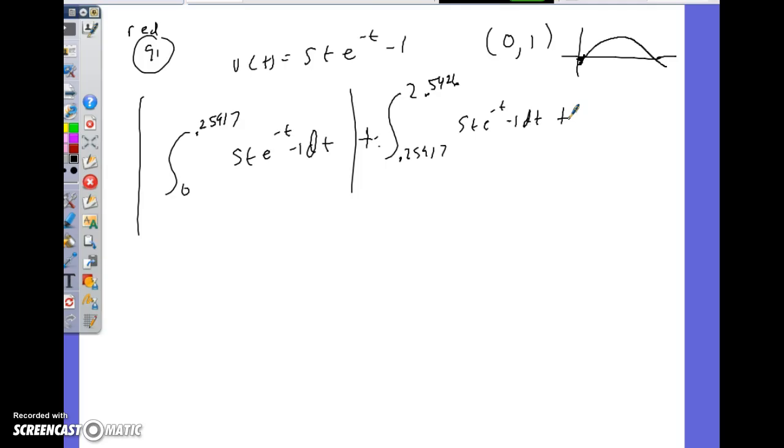So I'm going to go from 2.5426 to 4 of 5t e to the negative t minus 1 dt. I have to take the absolute value of that one because it's going to be negative as well. And then I'll throw it all in my calculator, hit equals, and hopefully it'll give me the right answer. If it doesn't, hit it again because I don't have a better option for you.